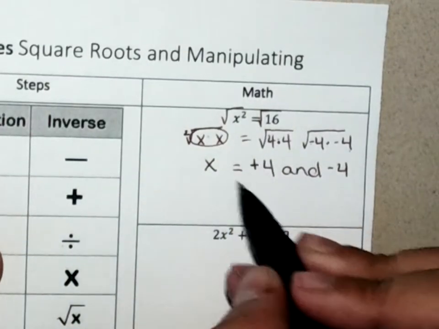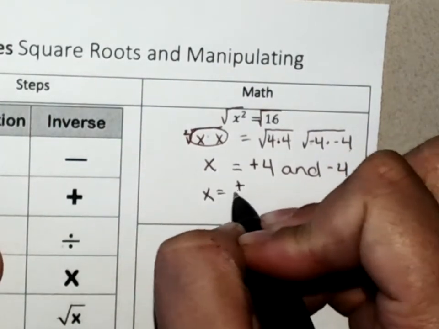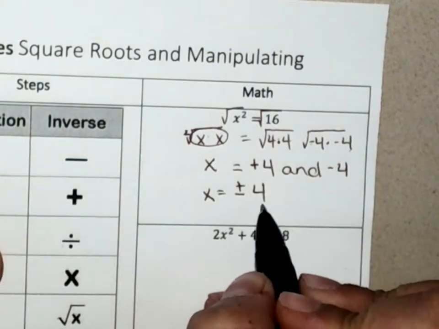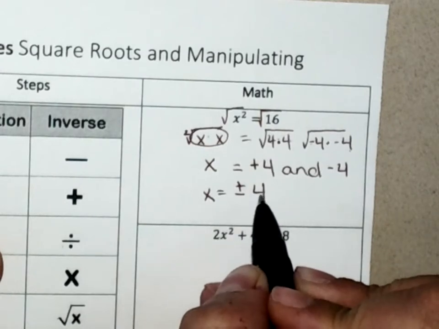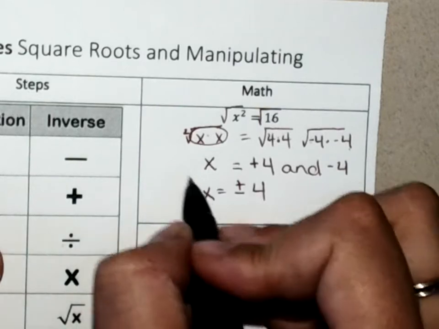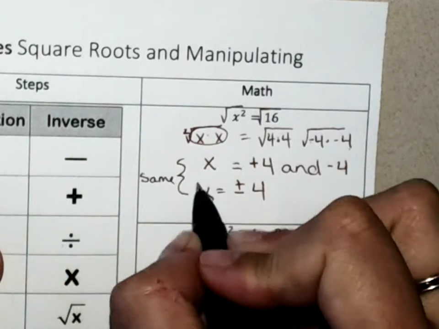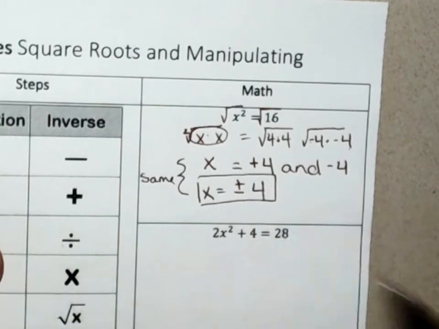This is the long way of writing it. In shorthand, we typically just put a positive over a negative in front of the 4, and this means that we have a positive 4 and a negative 4 as our answer. So these two things are the same, but this is the shorthand way of writing that.